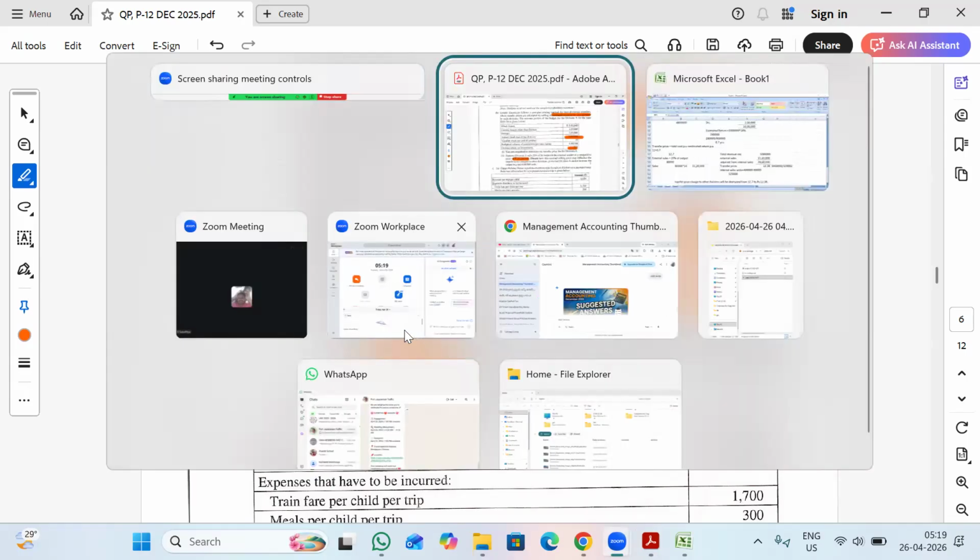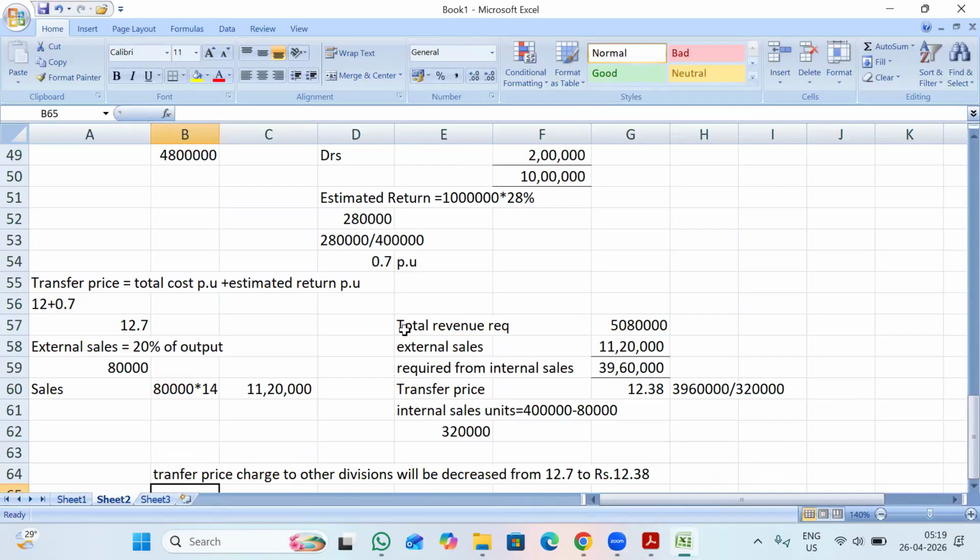So I need a net income of 50,80,000. That is 12.7 into 4 lakh units. So out of 50,80,000, I am getting 11,20,000 from external sales. So I will be requiring a revenue of 39,60,000 from internal sales. So per unit will be 12.38. So here many will be going wrong. Instead of using 3,20,000, they will be using 4 lakhs. Instead of reducing, we will be increasing. So please understand the question and try to answer the question.